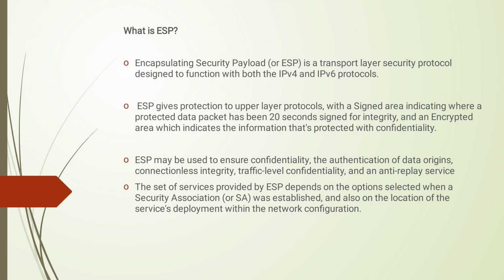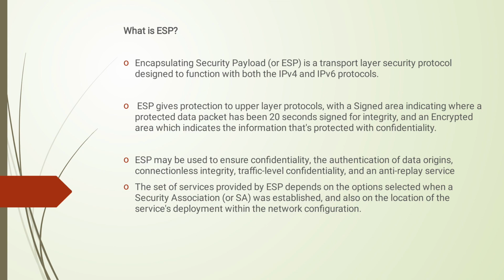Now, what is ESP? Encapsulating Security Payload is a transport layer security protocol designed to function with both the IPv4 and IPv6 protocols. It takes the form of a header inserted after the Internet Protocol or IP address and before an upper layer protocol like TCP, UDP and ICMP, and before any other IP section headers that have already been put in place.